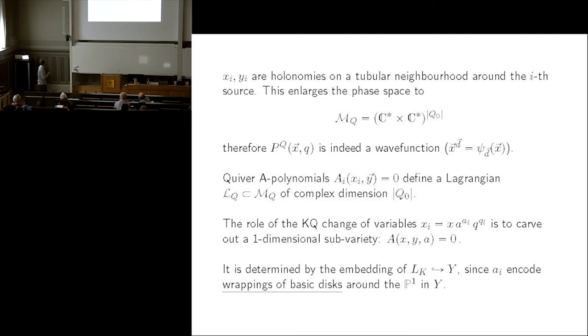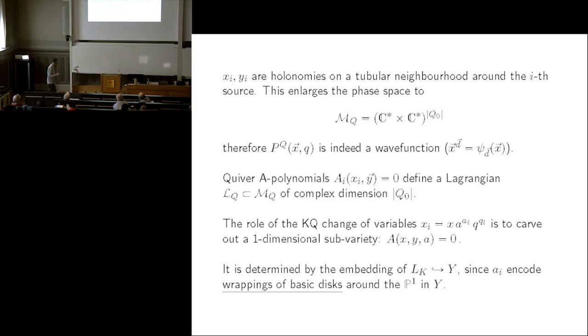And these are the quiver A polynomials. Then by taking these building blocks, doing elimination of variables, and specializing, you get back this curve. And it's also interesting to notice that this is the first place where the way the knot conormal is embedded into the conifold starts to play a role.